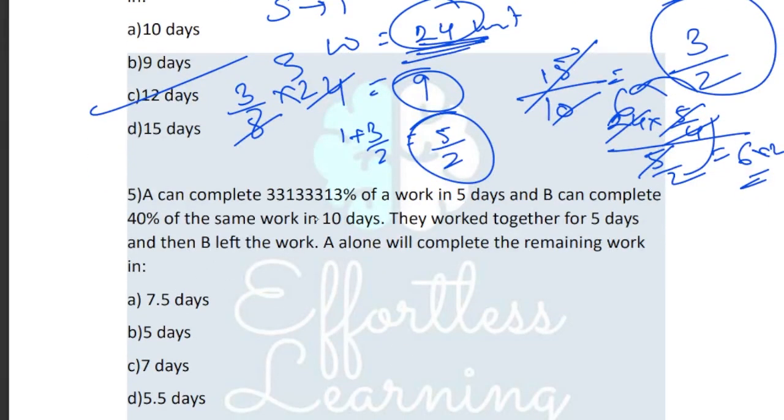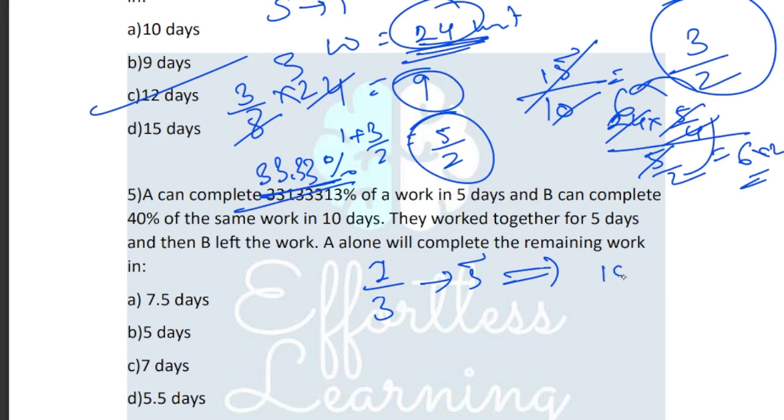A can complete, okay, here it is not this number, it should be 33.33%, right? So A can complete 33.33% of the work in 5 days. That means 1/3 of the work in 5 days. So the total work will be done in 5 multiplied by 3, in 15 days.